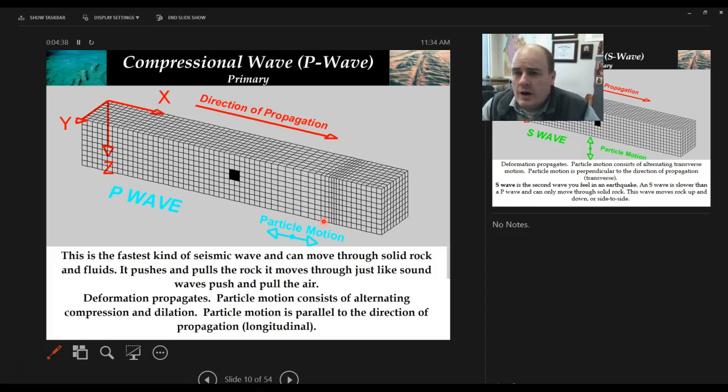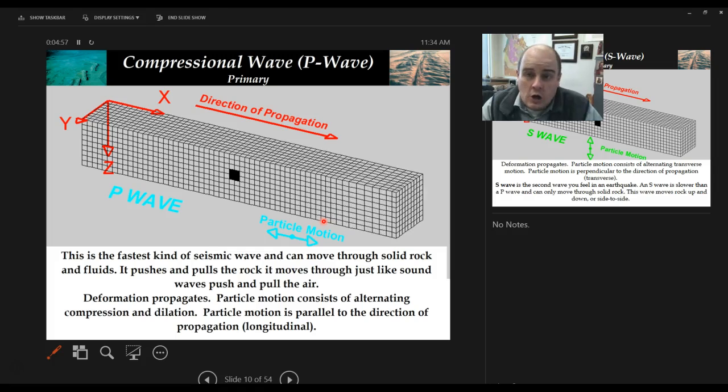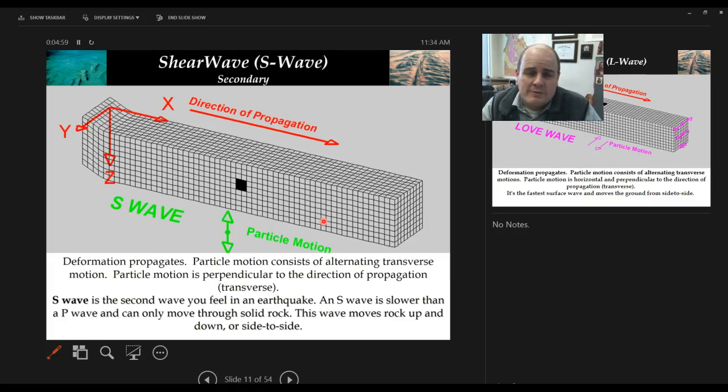It can go through solid rock. It goes through fluids. Basically, sound waves are very similar to compression waves. That's really what they are, just sound waves as they go through the air, but they are compressive forces or compressed waves as they go through it. So, like I said, these are the fastest waves, the ones that are going to reach here first.